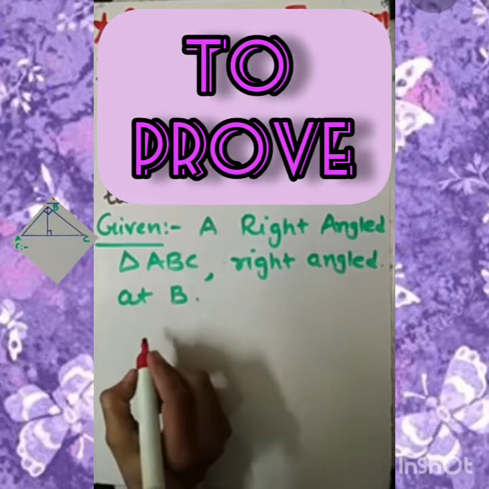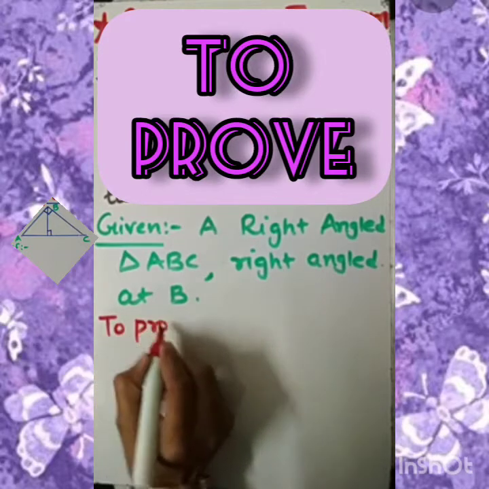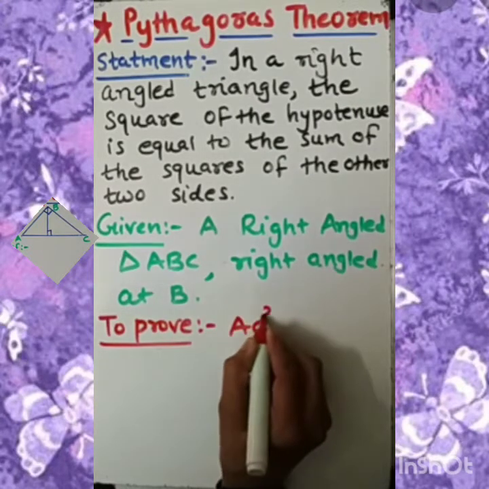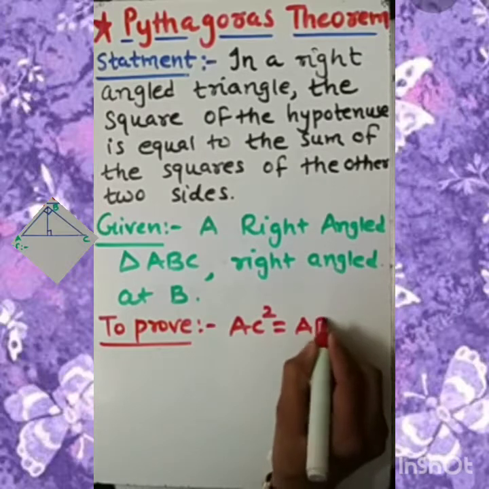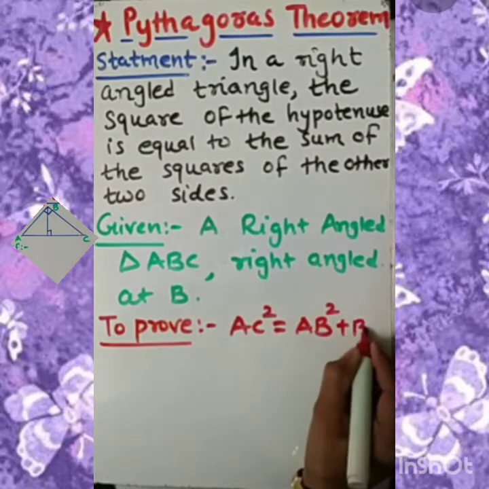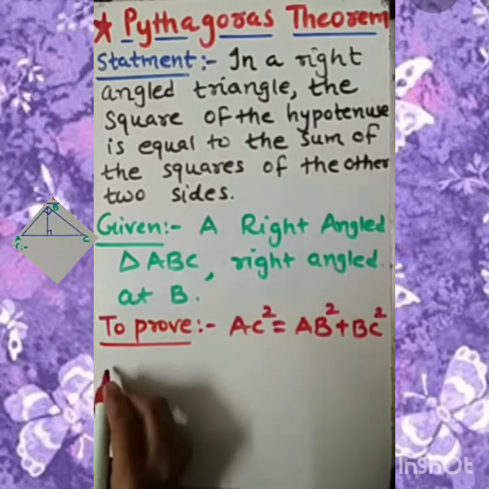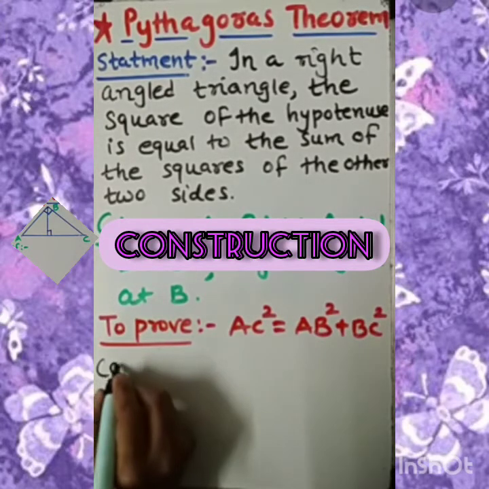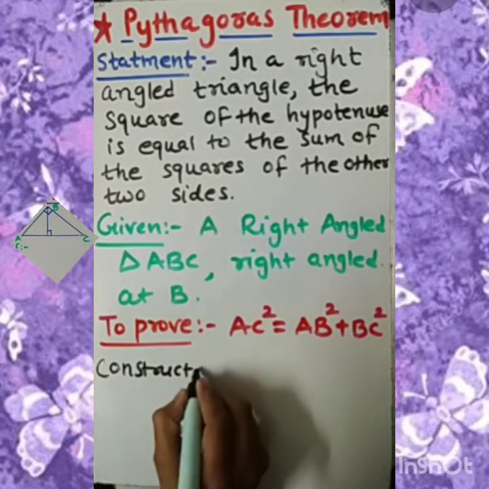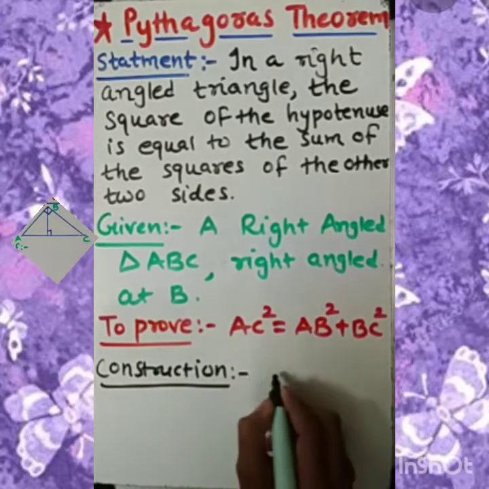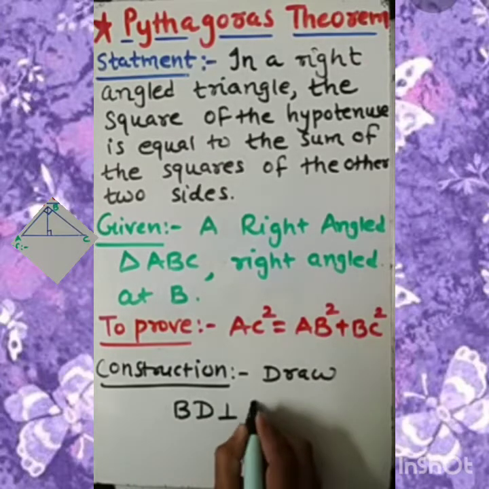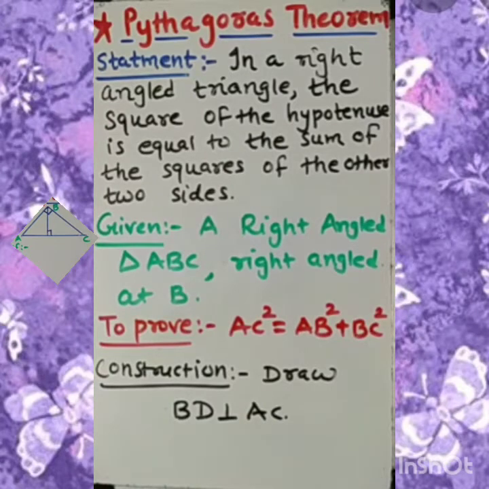Now what do we have to prove? We need to prove AC square is equal to AB square plus BC square. Clear? Along with that, we are drawing the triangle, but please note down what we are constructing. So please write construction work: draw BD perpendicular to AC. Now let's draw the figure and try to understand all this through the figure.